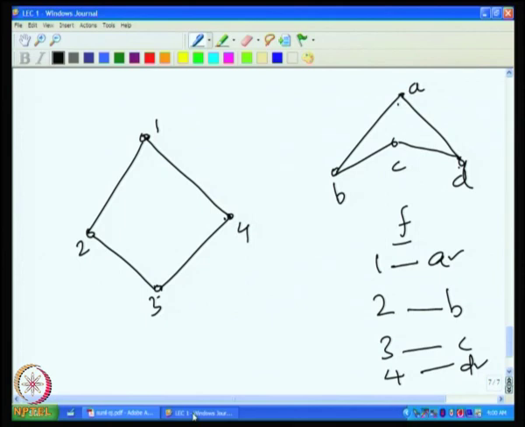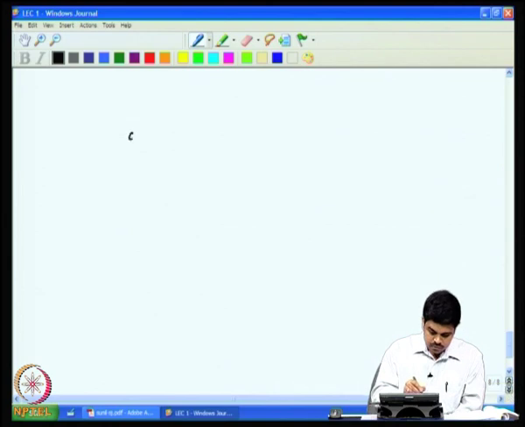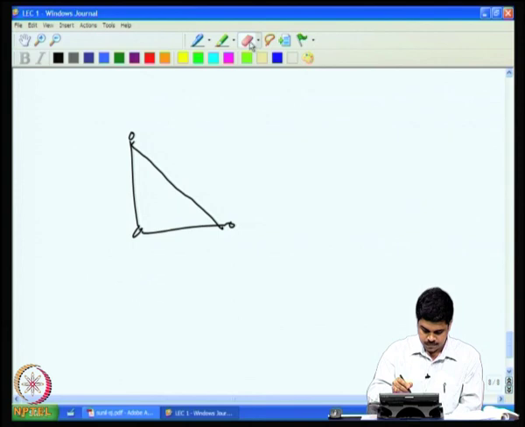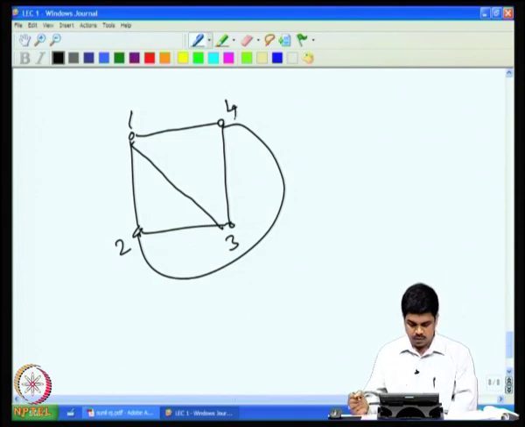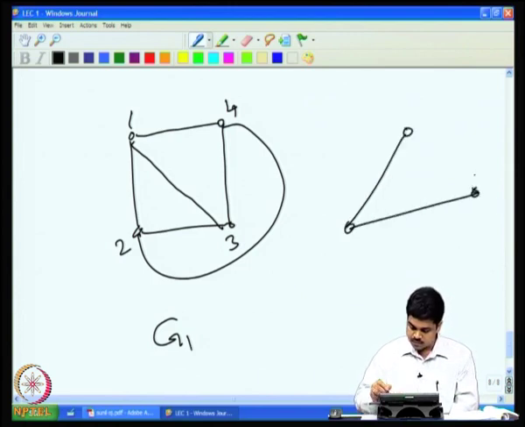So, we can take another example, for instance. Let us take this graph, with vertices 1 2 3 4. Let this be G1, and then let me draw another graph like this.